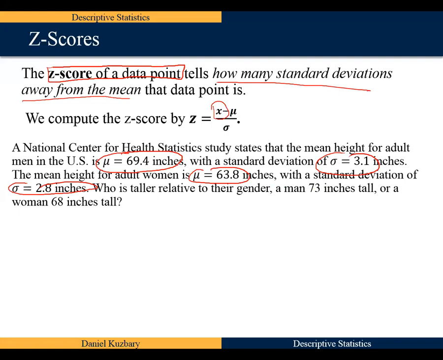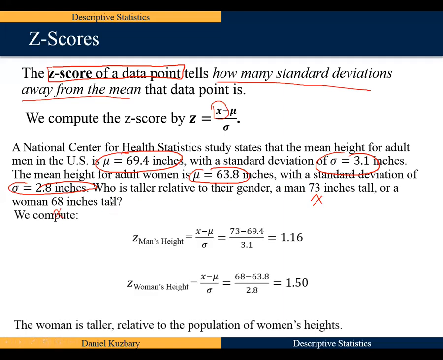We're going to treat those as our mu's and our sigmas. This is an x in our formula. There's one data point. This is also an x. So we're going to do the formula twice. We're going to find z for this man's height, and z for this woman's height. Okay, so z for the man's height is going to be x minus mu divided by sigma.